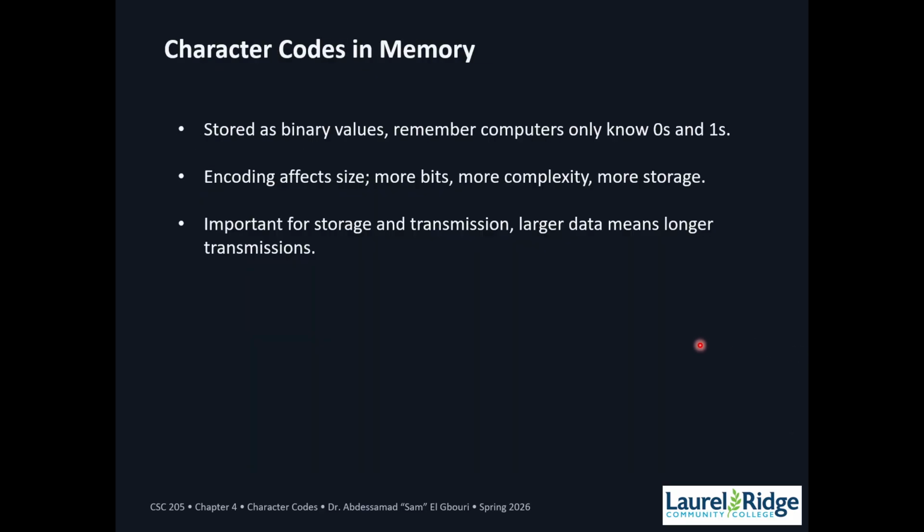Now, character codes in memory are stored as binary values. Remember, computers only store zeros and ones, so it has to be binary. Encoding affects size: more bits means more complexity, and needing more storage and more transmission. The same goes for transmission; larger data means longer transmission.